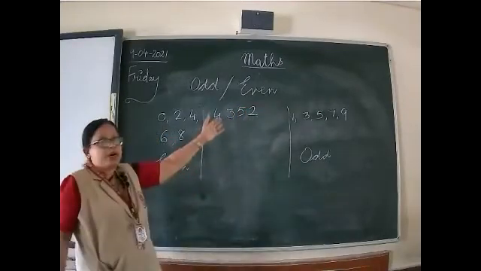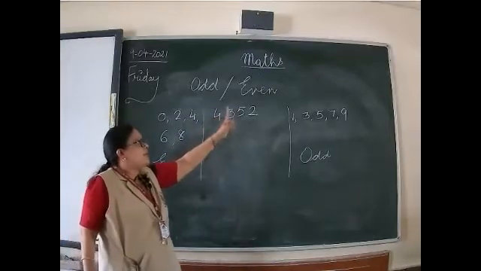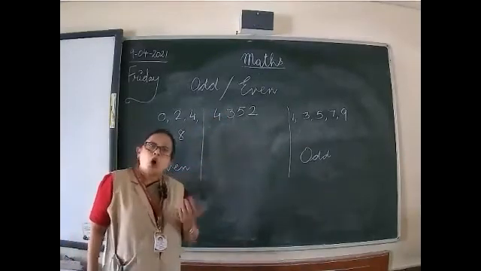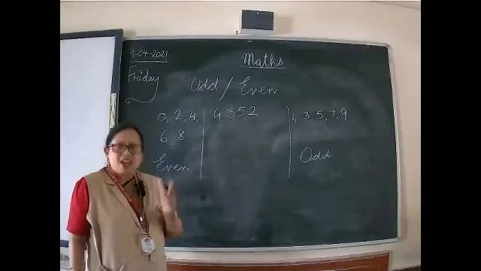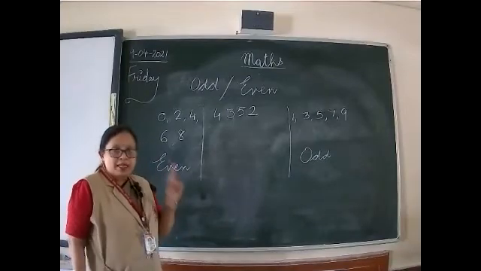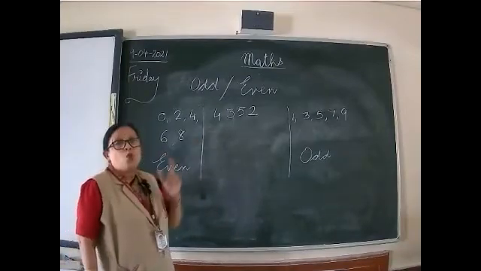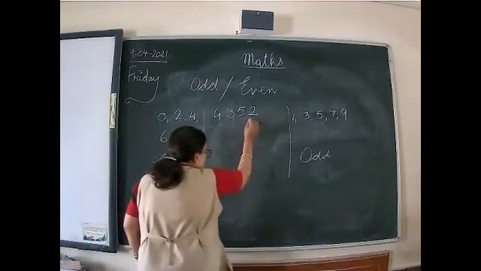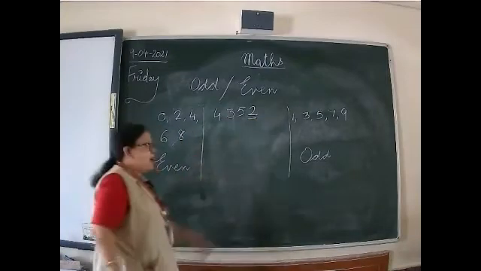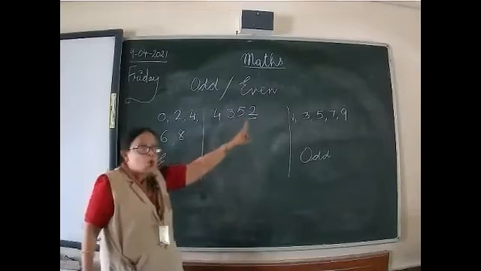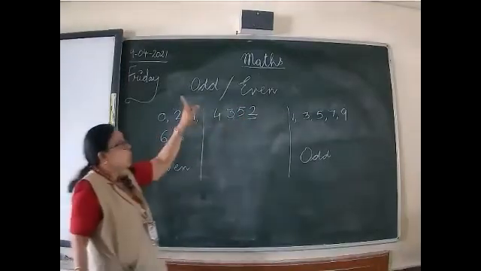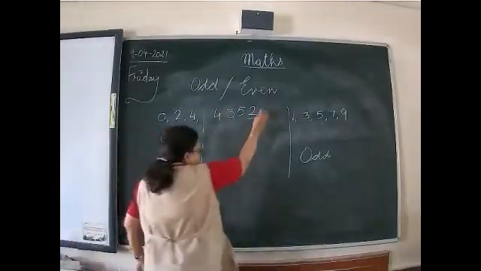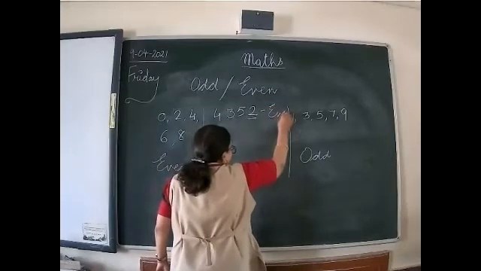Now, this number, 4,352, is this odd or even? In a fraction of a second, you can tell me that this number is even. Why? Because I will just look at the ones place and find out what digit is there. 2. 2 is of this group. So this whole number will become even. Is it clear to you?